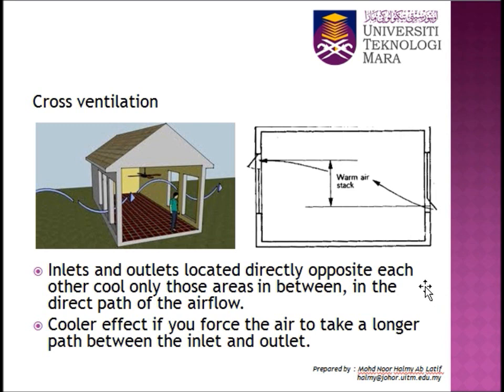Next, cross ventilation. What is cross ventilation? Inlets and outlets located directly opposite each other cool only those areas in between in the direct path of the airflow. Cooler effect if you force the air to take a longer path between the inlet and the outlet. Contohnya macam dewan, apa lagi? Surau open space macam dekat R&R, itu banyak kita nampak cross ventilation. Angin keluar dan masuk. Right?